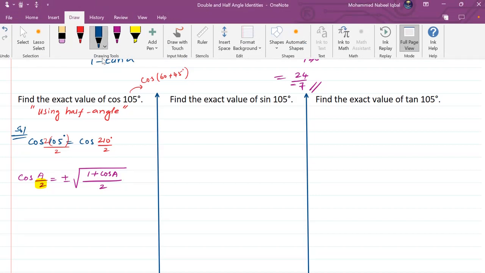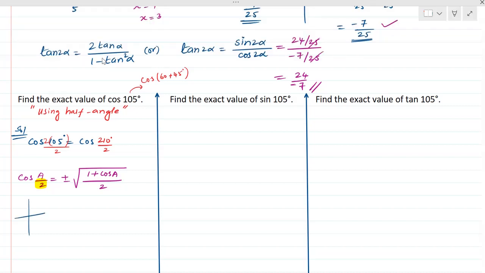So I will write this here: 105. By the way, where does 105 occur? 105 occurs in the second quadrant, where sine is positive and cosine is negative. I have to use the negative term. Therefore, I will use minus square root of 1 plus cosine 210 over 2.